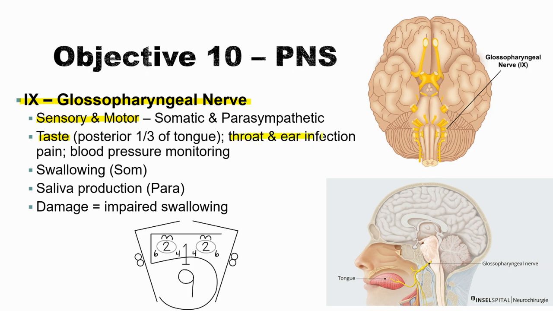This can also help you sense pain, like when you have an infection in your throat or in your ear. It can be very painful, so that's being sensed by the number 9 cranial nerve. It can also monitor blood pressure. Now in terms of motor, it helps you swallow, which is going to be voluntary. It could also help produce saliva, which is going to be involuntary. And so here we can see that 9 is related to the mouth. You've got your tongue and your throat area, and that's where you're going to add it to your picture.